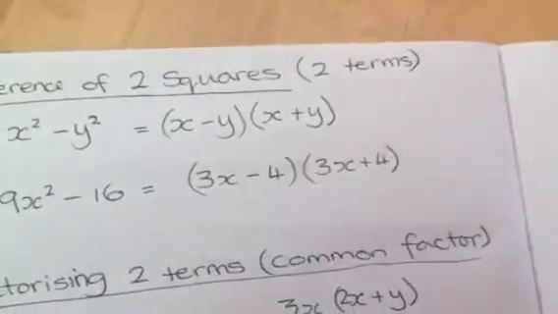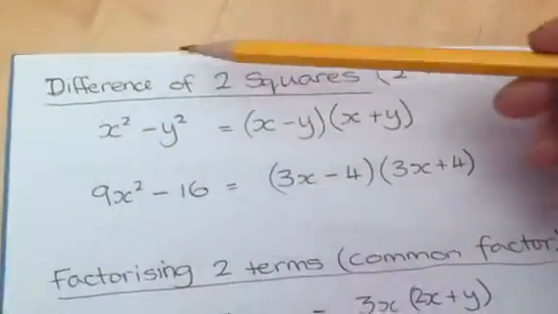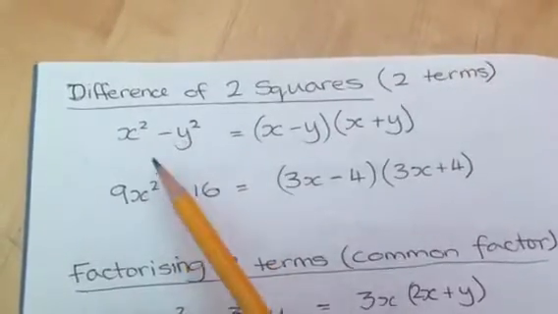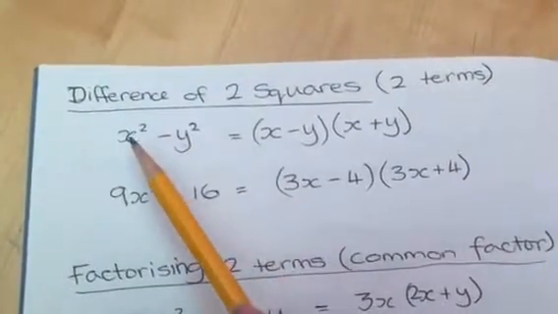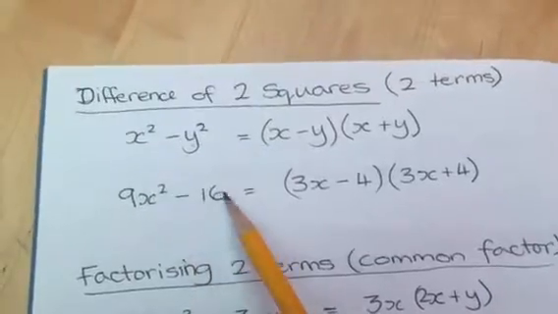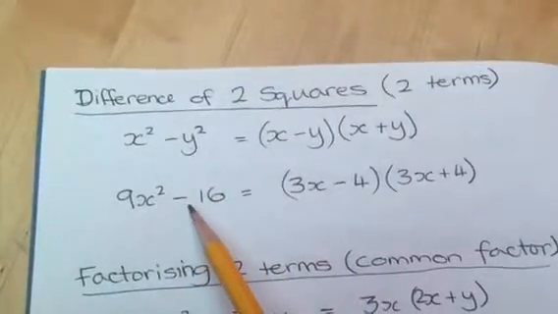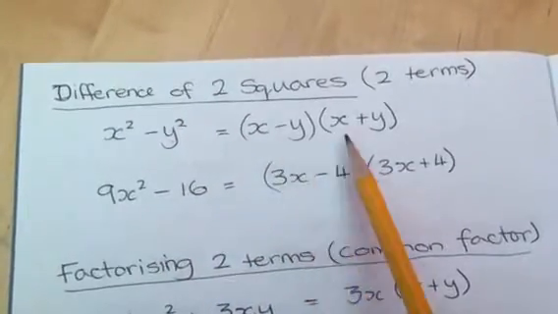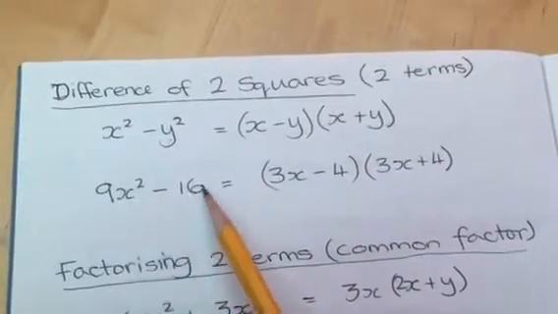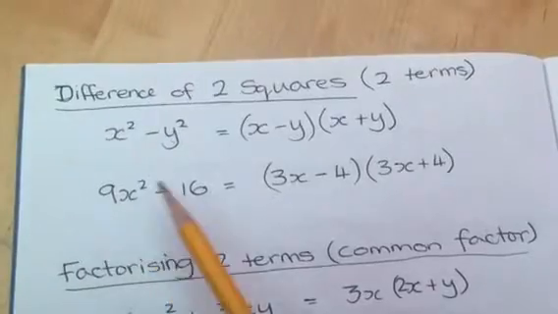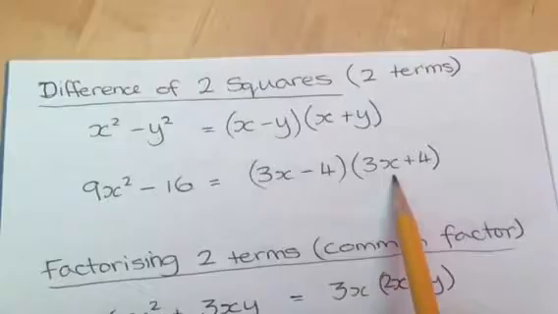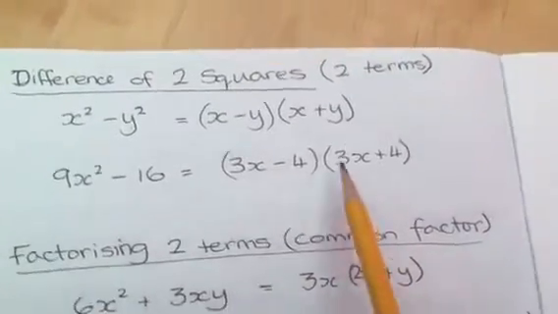So the two-term quadratics, first of all, either it will be the difference of two squares, so x squared minus y squared, 9x squared minus 16, so it's an x squared term and very often a constant with a minus sign in the middle. So x squared minus y squared becomes (x minus y)(x plus y). 9x squared minus 16, take the square root of that, (3x minus 4)(3x plus 4), and the signs are different.